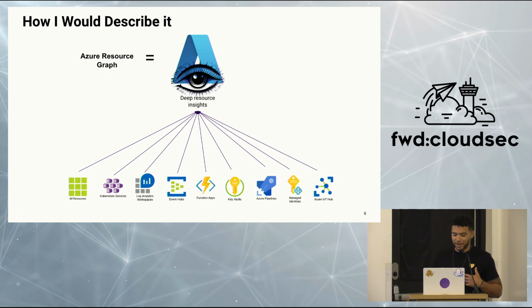How I would define it is Azure Resource Graph is kind of like the all-seeing eye for your entire Azure asset inventory, and it provides you very deep and granular insights about your resources. And so what could potentially go wrong if an attacker gets a hold of this service?